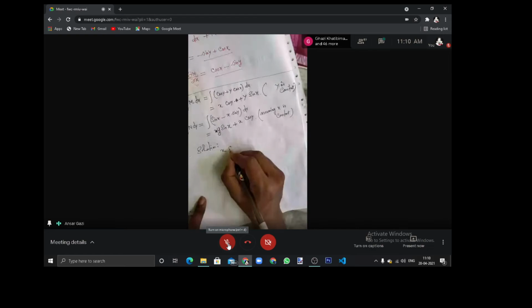Suppose there is a differential equation you read in class 12: dy/dx plus Py equals Q, this is called a first order linear differential equation, and its integrating factor is e to the power integration of P dx. This is the integrating factor of that particular differential equation. First of all, this is first order, first degree linear.